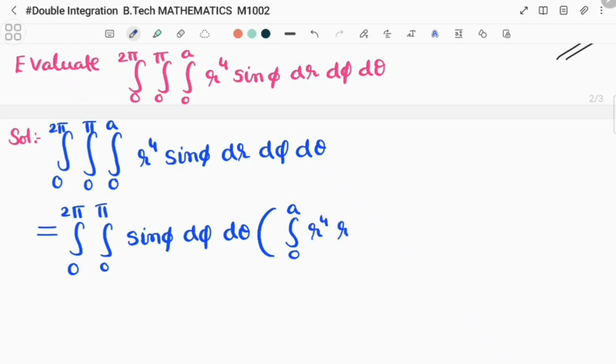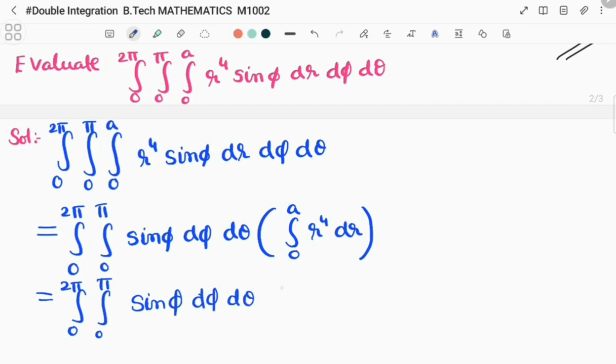So this is equal to integral 0 to 2 pi, integral 0 to pi, sin phi d phi into d theta. Integral of r to the power 4 means r to the power 5 by 5, applying the limit 0 to a. So now integral 0 to 2 pi, integral 0 to pi, sin phi d phi into d theta, and this a to the power 5 by 5 is absolutely constant, so we can take it outside of the double integral also. So we can take out a to the power 5 by 5.